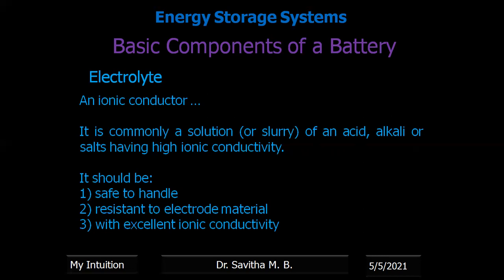whereas the external circuit is completed by the external connections. Generally chosen electrolytes are acids, alkalis, or salts, which have very high ionic conductivity, because they have to move from one electrode to the other.